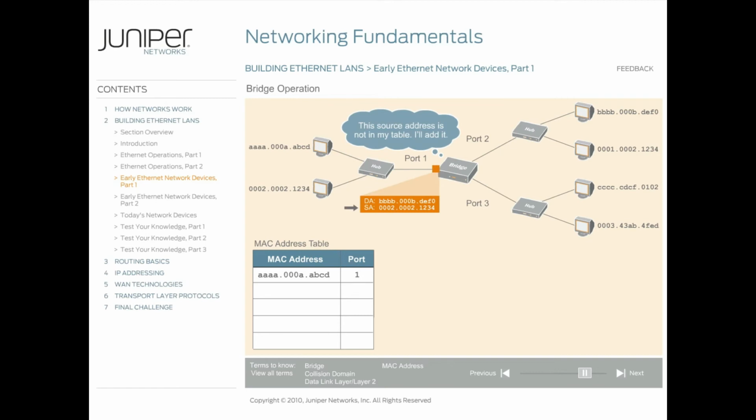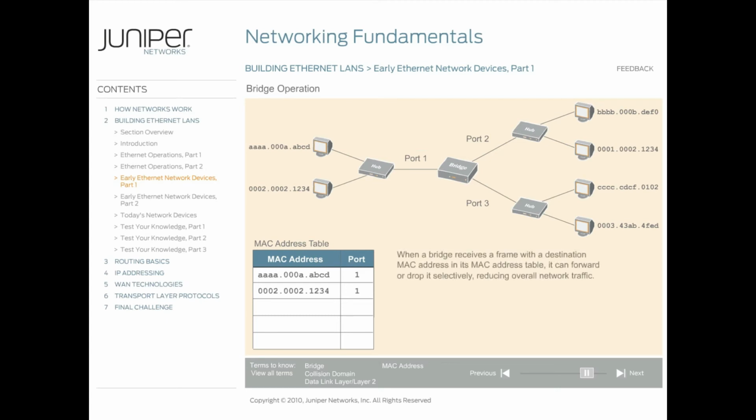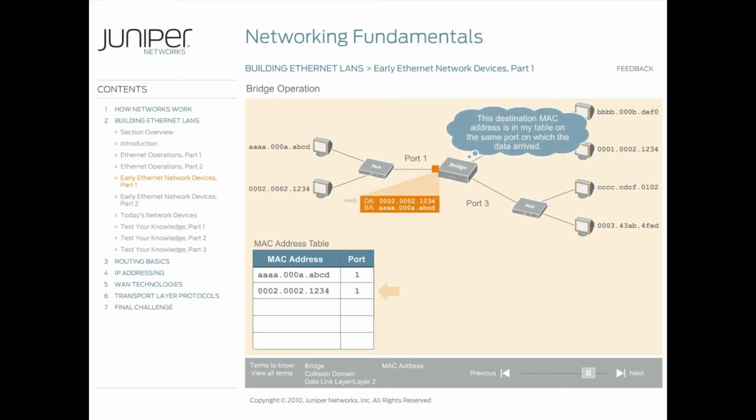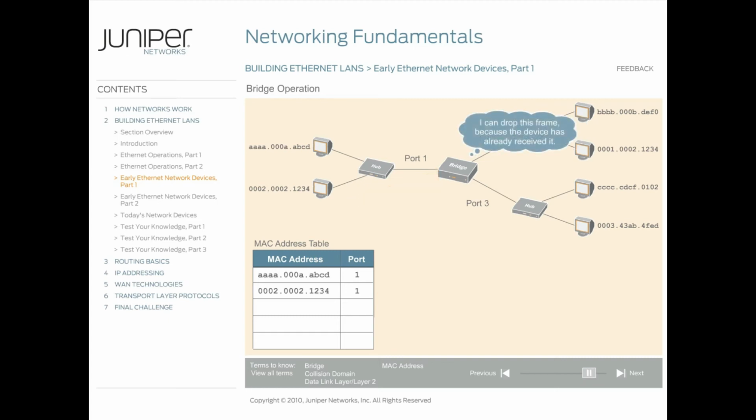Because the bridge builds a table of addresses when they come in, the bridge eventually learns through which of its ports destination devices are located, so it doesn't have to flood each and every frame out all its ports. When the bridge receives a frame with a destination MAC address in its MAC address table, it can forward or drop it selectively, reducing overall network traffic. If the destination MAC address is in the MAC address table and resides on the same port where the frame arrived, the bridge simply drops the frame because the end user device has already received it. It does not forward the frame to the other ports or segments, reducing overall network traffic.